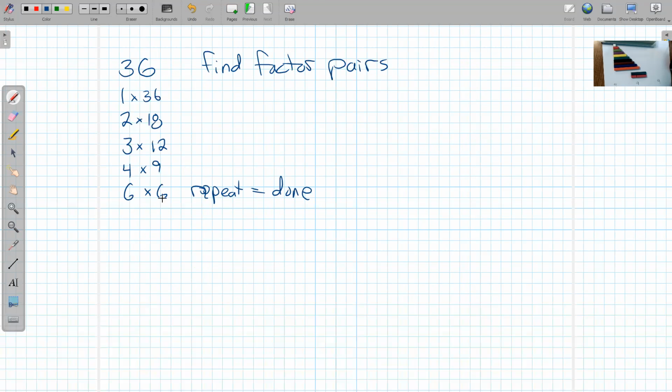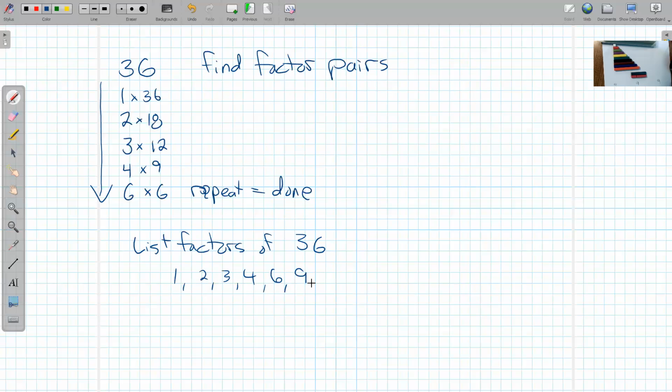When I list the factors, I don't need to state it twice. So if I needed to list all the factors of 36, I can do that without double stating that. So this was my process to make it happen. Now I can say, all right, that's 1, 2, 3, 4, 6, 9, 12, 18, and 36. There are 1, 2, 3, 4, 5, 6, 7, 8, 9 different factors.